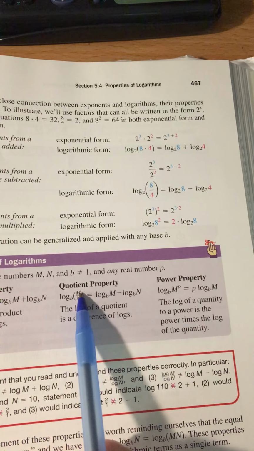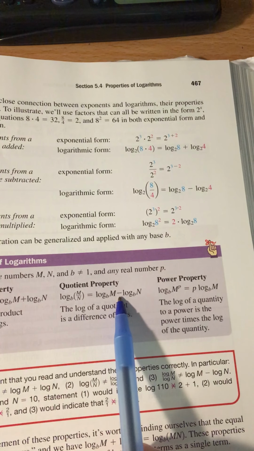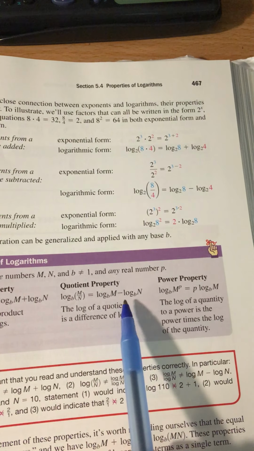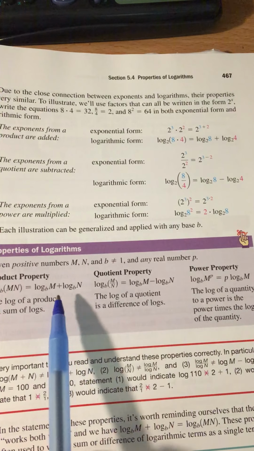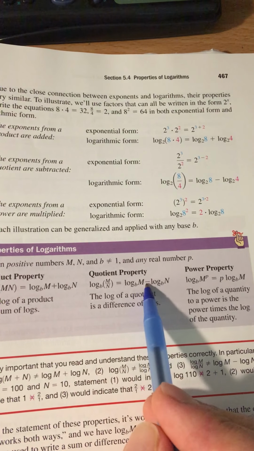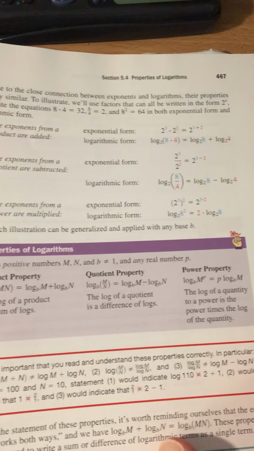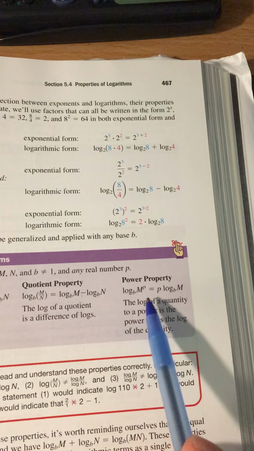Then we have what we call the quotient property. Quotient means division. If you have a division here, you can expand it with a subtraction. So division goes with subtraction, multiplication goes with addition. And that's also reversible. If you have two quantities with a minus sign, same base, you can condense it into one logarithm. And then the last one is called the power property.